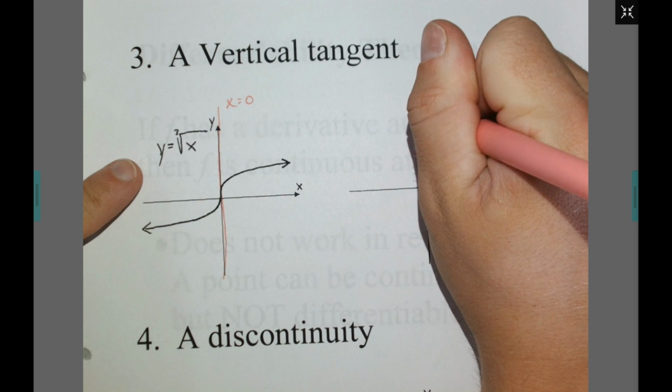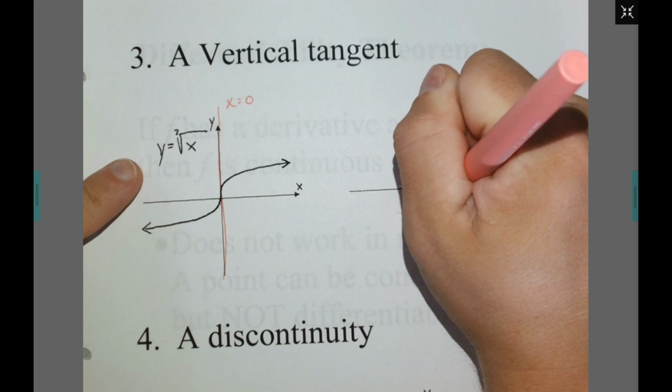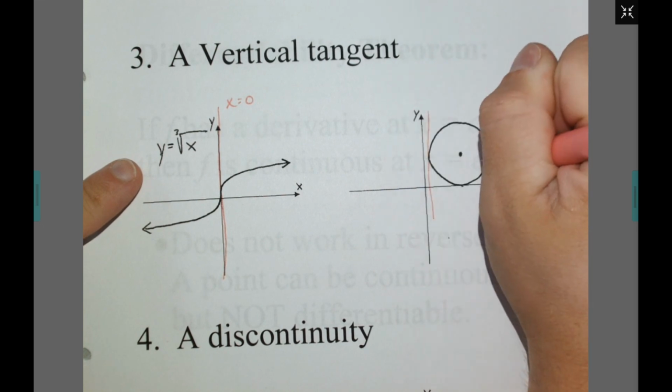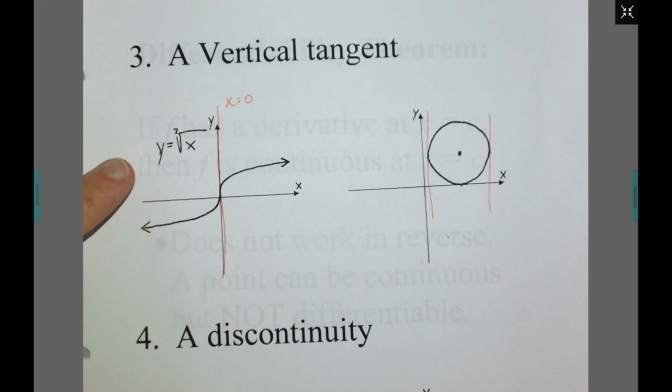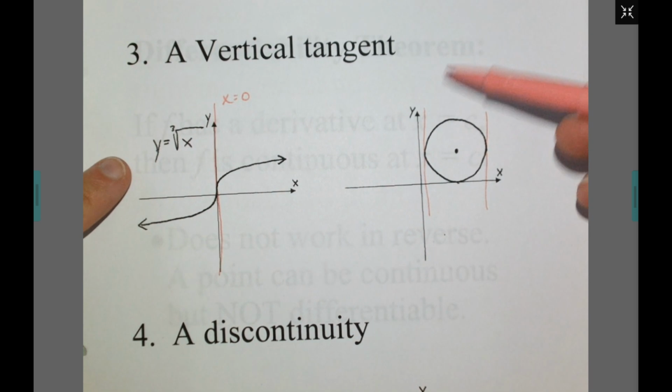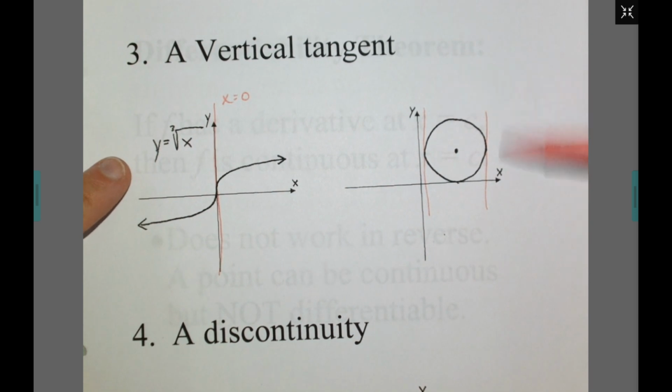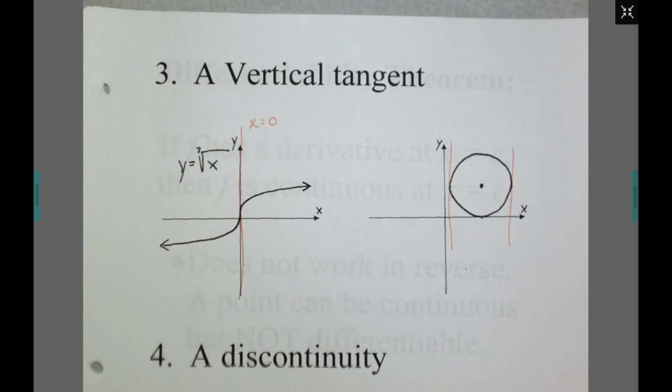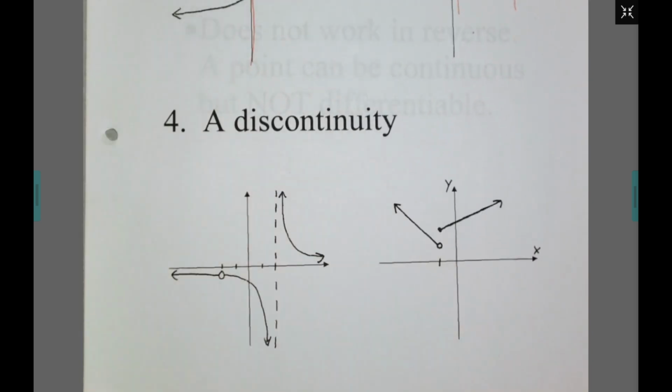Same deal with the circle. We got the tangent on the left, tangent on the right. Both of those, if we were to find the derivative, we would get a tangent line that is vertical, so the slope would be undefined. Last scenario would be a discontinuity. If the function is not continuous, you can't differentiate.